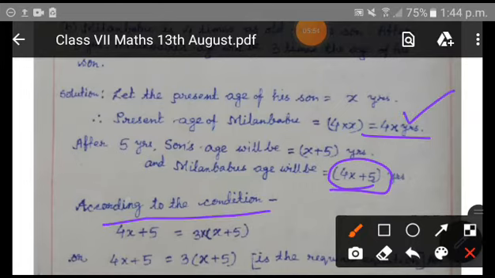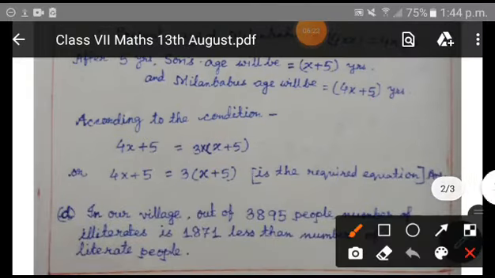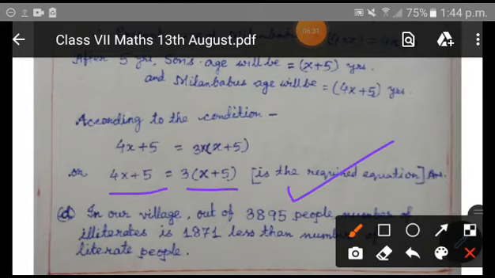Then according to the condition, Milan Babu's age after 5 years will be 3 times the age of his son after 5 years. 3 times means 3 has been multiplied. Understand this part properly. So now the calculation portion comes: 4x plus 5 equals 3 into the whole x plus 5. So this is the required equation. By reading the condition from the problem, you are going to form the equation.